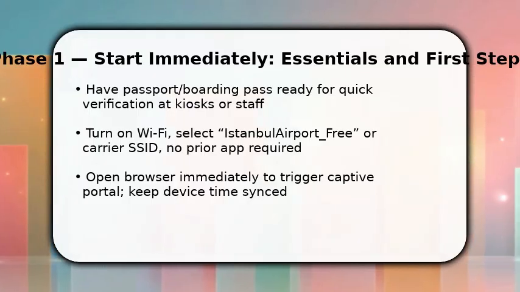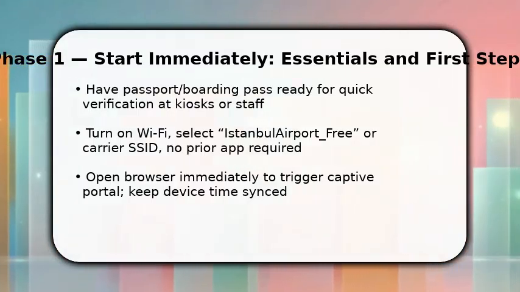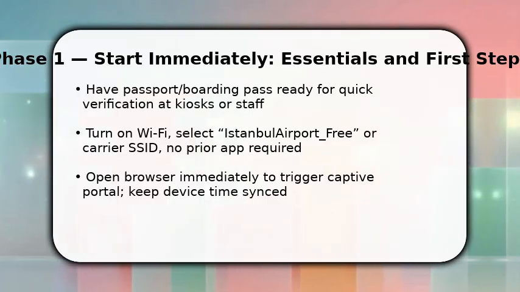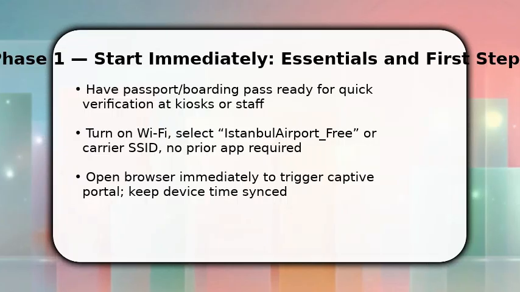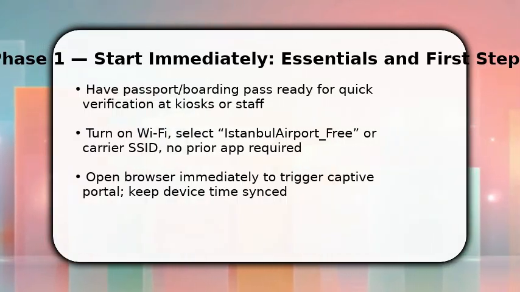You begin by preparing essentials, passport and boarding pass, because staff or kiosks may ask for ID during registration. Once done, enable Wi-Fi and choose the airport network named Istanbul Airport Free or your airline's SSID. That choice tells the system where to send you.